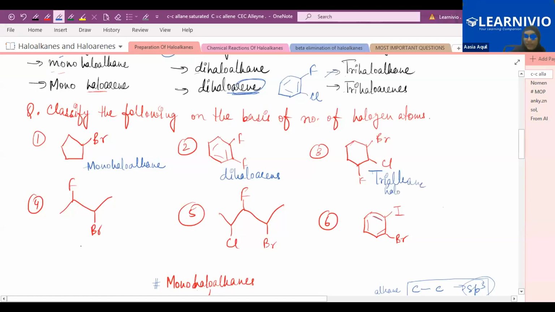Similarly, this is your aliphatic ring, an aliphatic structure. So again, this is your dihaloalkane. Fifth one, trihaloalkane. And the sixth one? Dihaloarene. Yeah, it's arene. Very good.